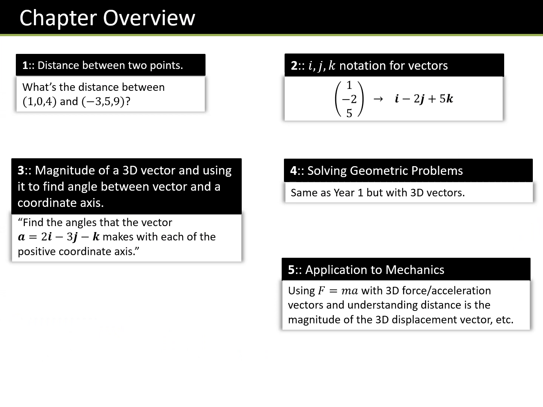Welcome to this Year 2 video for Maths A level looking at vectors. The things we're going to look at are the distance between 2 points, the i, j and k notation, the magnitude of a vector and the angle that it makes between coordinate axes, solving some geometric problems and some applications to mechanics.